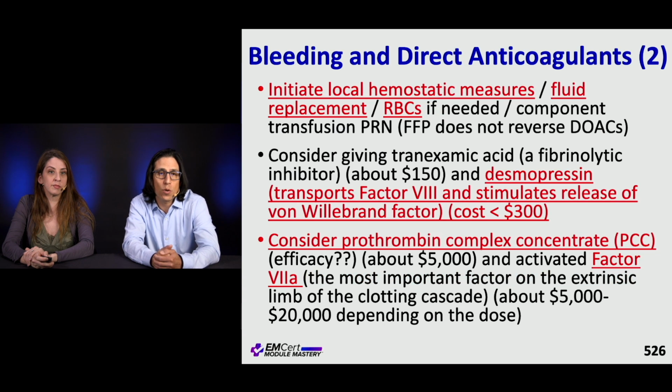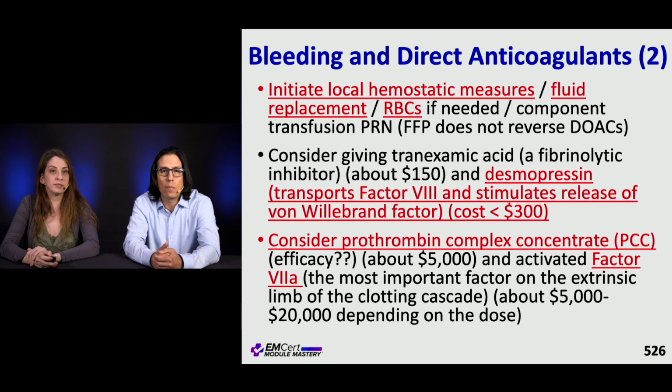So first things first, initiate local hemostatic measures. If the patient needs surgical source control, do that. Replace fluid volume or PRBCs. Know that FFP does not reverse DOACs. So, in our institution, the first line is prothrombin complex concentrates. There is some less than perfect evidence of their efficacy. They are expensive, but not as expensive as an incompletely tested antidote called andexanet alpha that Jess is going to tell you about in the next slide.